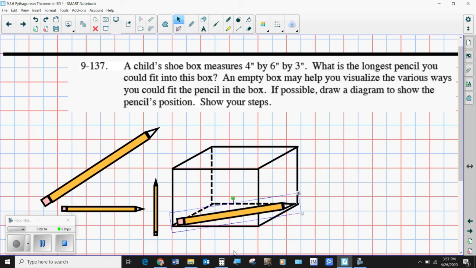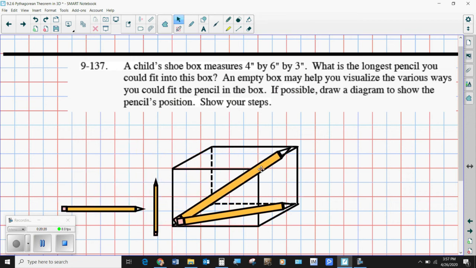You could fit a pencil in there, so we would have to use Pythagorean theorem to figure out what that distance is, with this being a leg and that being a leg. But that's not even the biggest pencil you could fit in there. The biggest pencil you could fit is this one right there. That goes from the bottom left-hand corner to the upper right-hand corner.